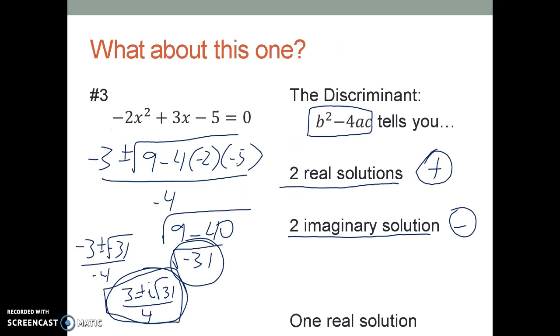And so the discriminant tells you how many solutions you have. And that's what's on the topic for today.